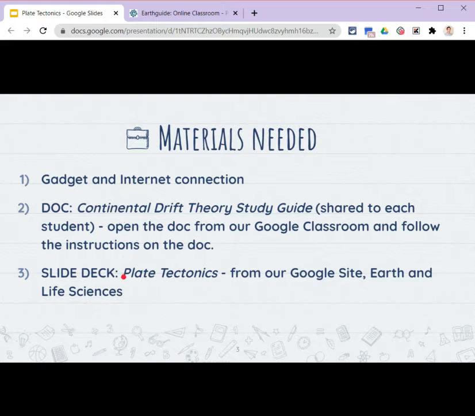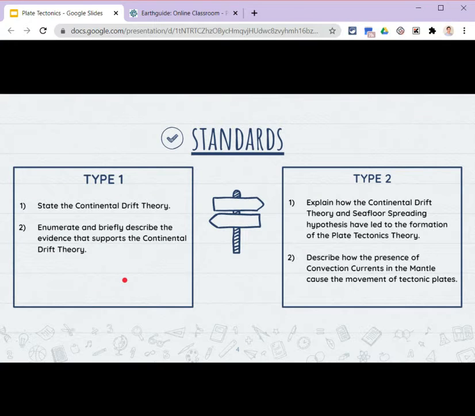And of course, our slide deck called Plate Tectonics from our Google site, Earth and Life Sciences. We'll be looking at the following standards from our SMO. You can also click on this and it will take you directly to our SMO. For Type 1, state the continental drift theory and enumerate and briefly describe the evidences that support the continental drift theory. And these two will help us answer Type 2.